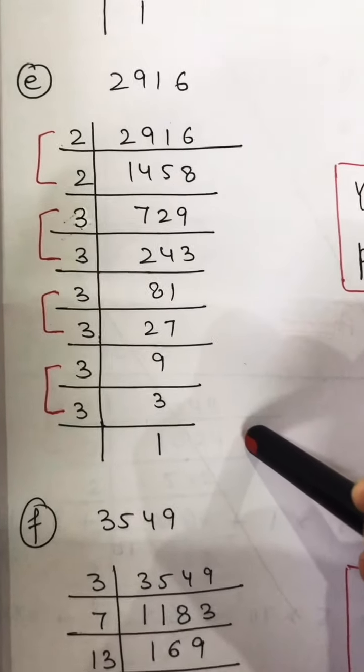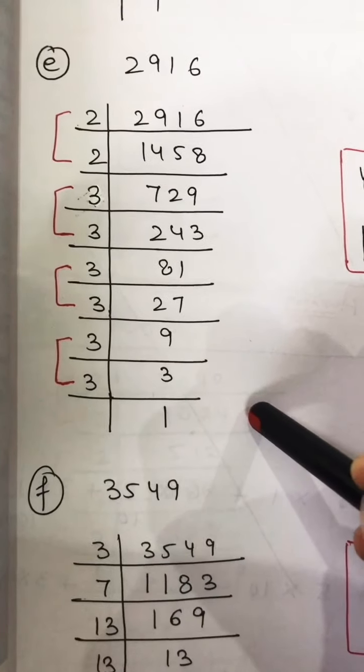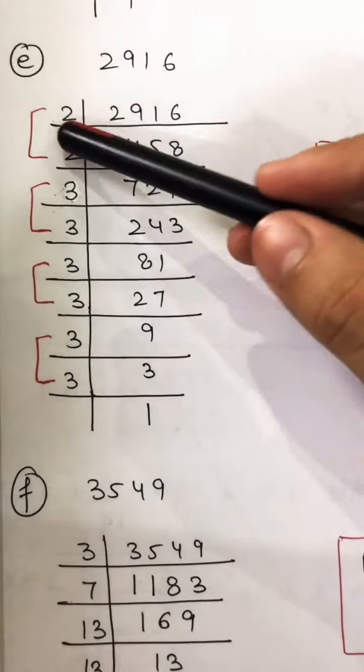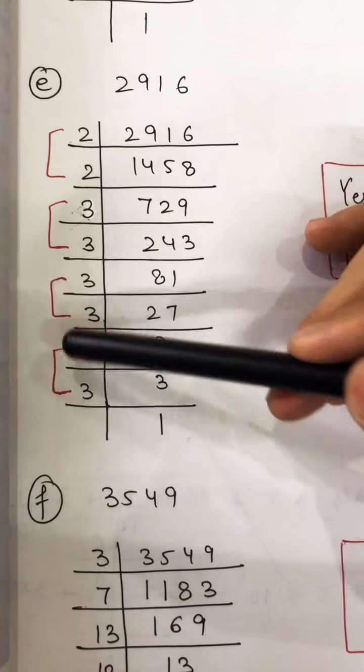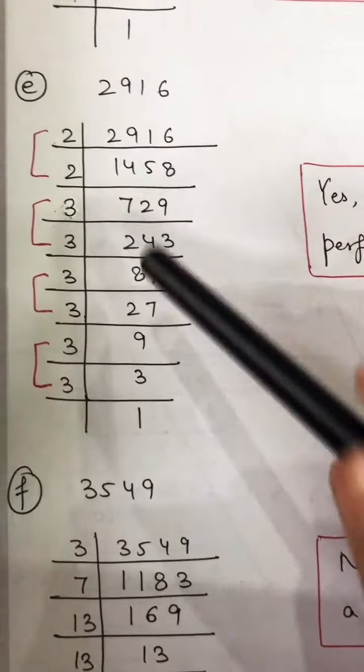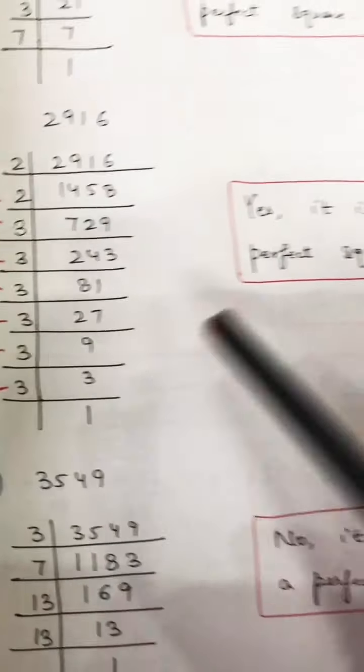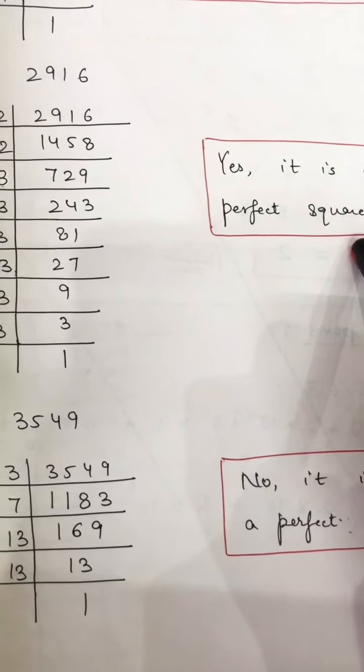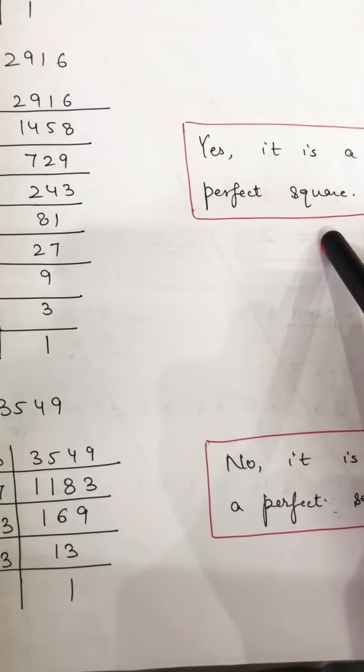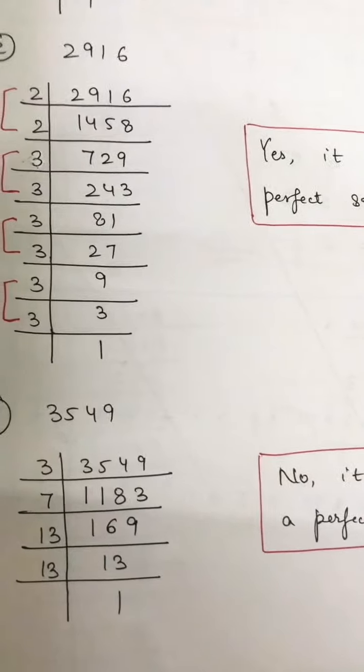You know very well how to solve a number with the prime factorization method. So 1 pair, 2 pair, 3 pair, 4 pair. So every number is in a pair. So yes, it is a perfect square. Clear to all of you?